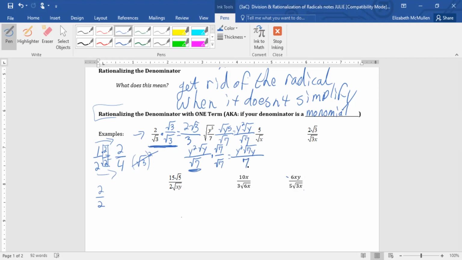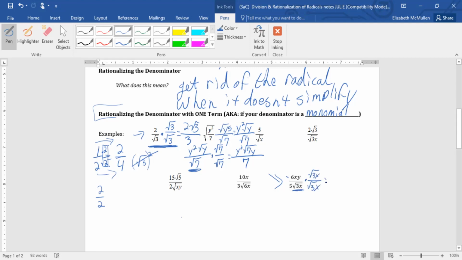What do I do when I've got something like this? We're just going to use this one at the end. I have something inside my radical and I have something outside my radical in the denominator. Well, we could multiply by the entire denominator, but we don't need to. All right, let me show you. We are still going to choose just what the radical is here. All right, so times radical 3x over radical 3x.